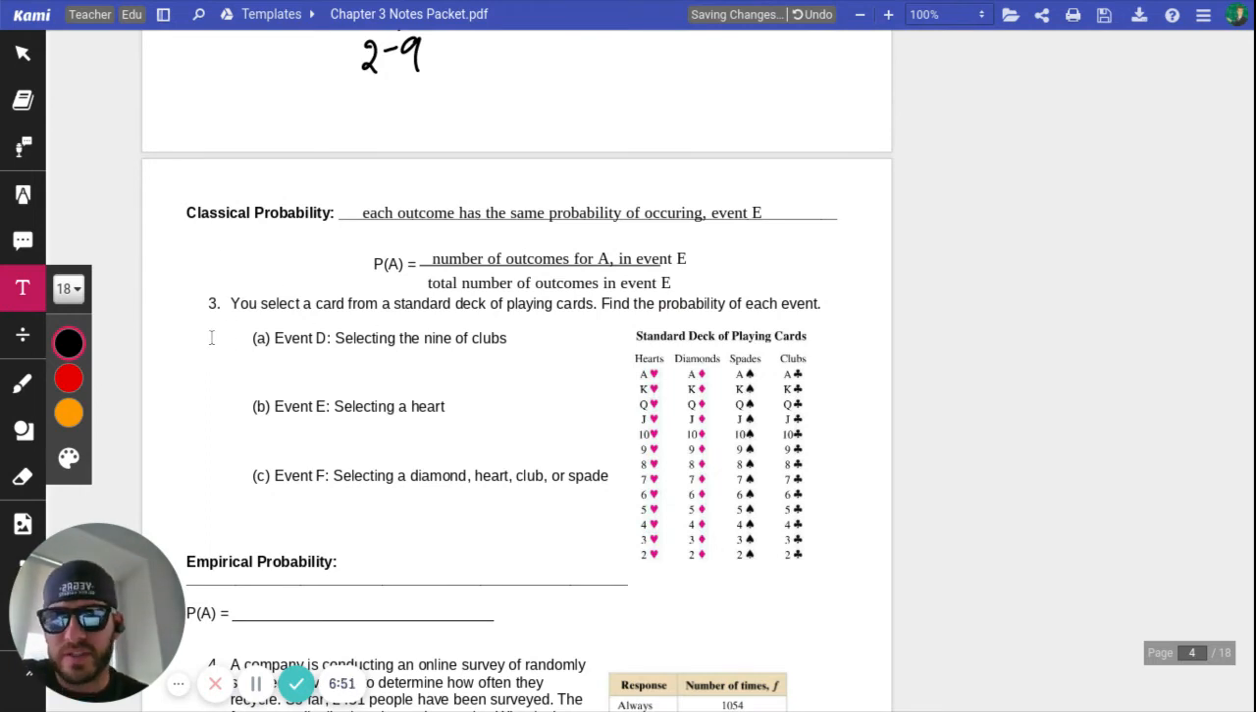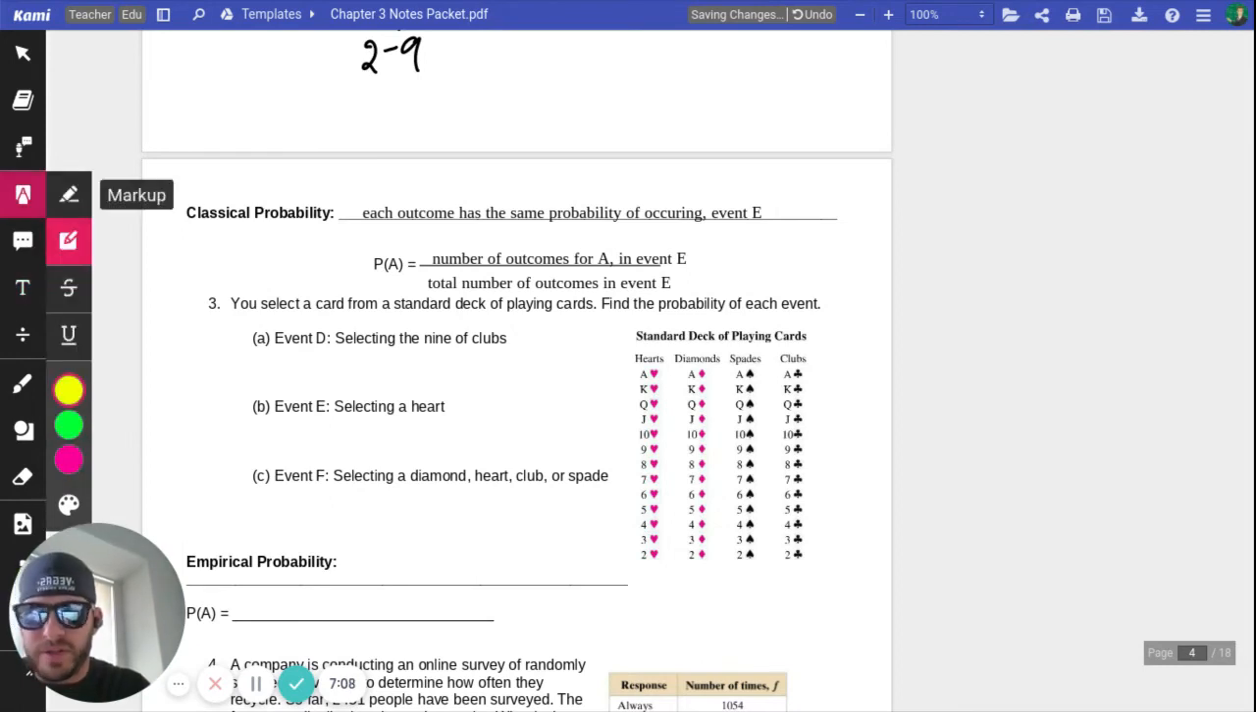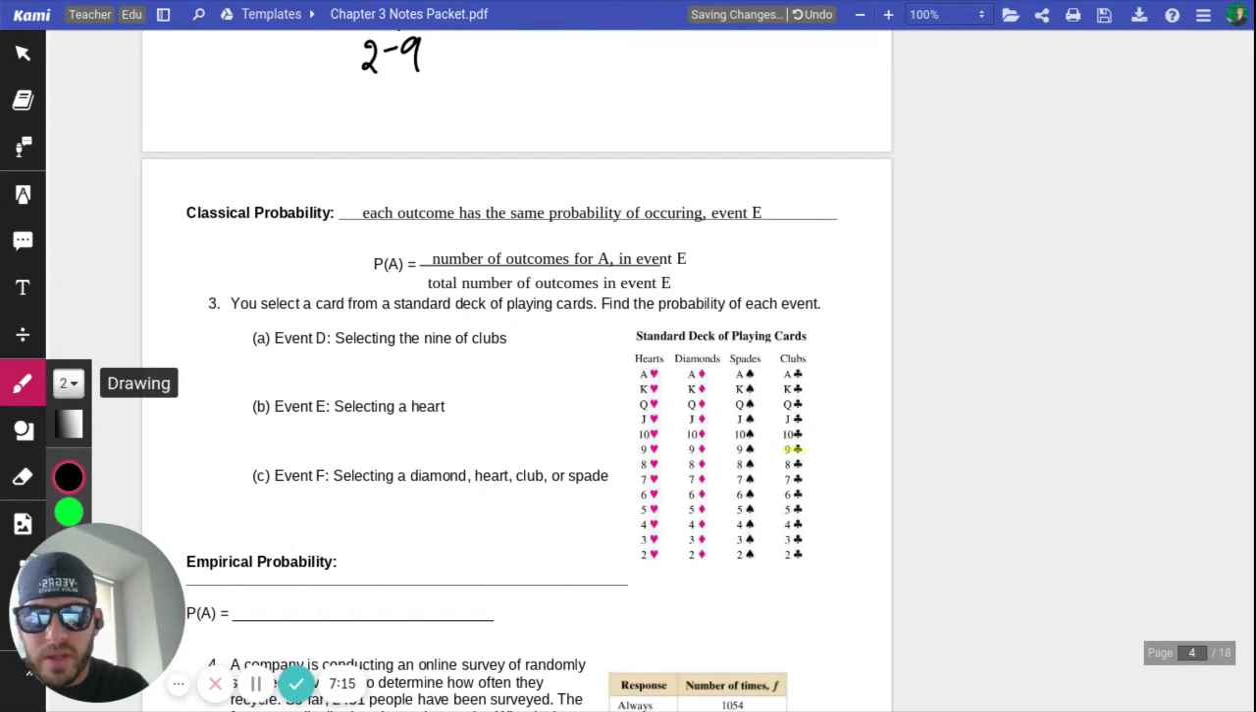So you select a card from a standard deck of playing cards. We're going to find the probability of each event. So the first example, event D, is going to be selecting the 9 of clubs. There's one 9 of clubs out of all of our total possibilities for playing cards, out of 52. So we have one option out of 52. Normally we'd ask you to reduce and maybe change that into a percentage or a decimal, depending on the question. I'm going to leave it as a fraction right now.